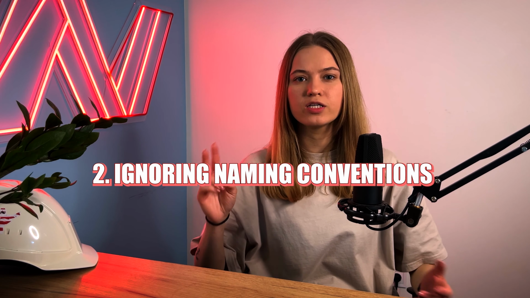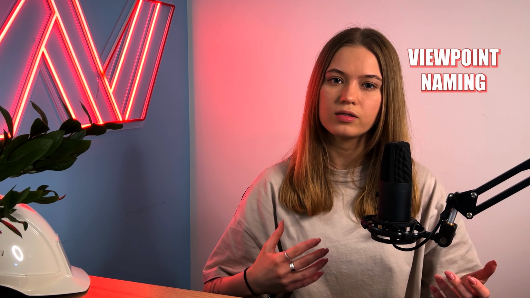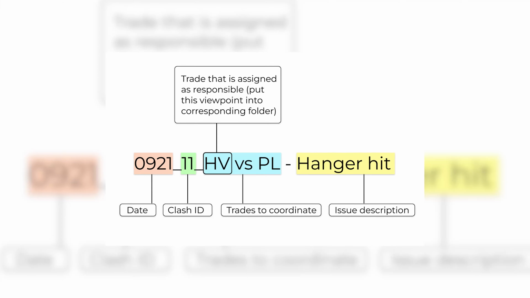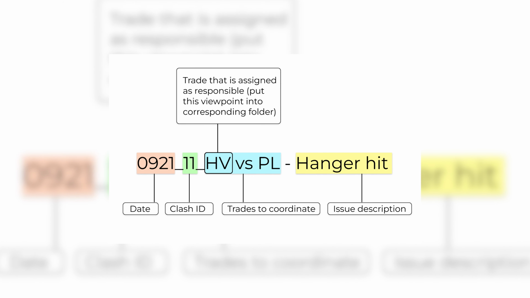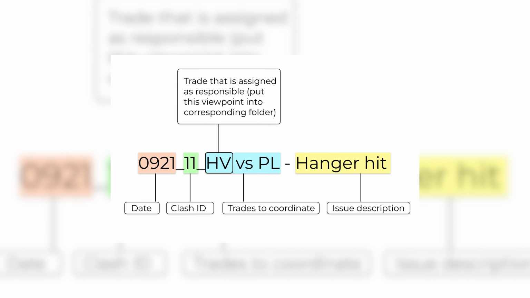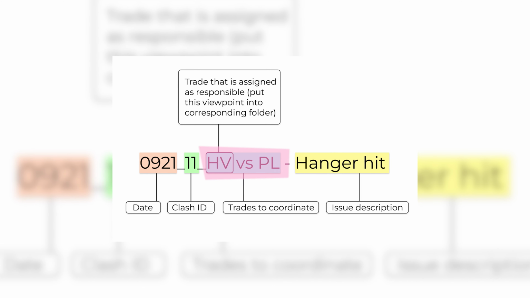Number 2. Ignoring naming conventions. This is important in different cases, starting with viewpoint naming, if you're running clash detection through Navisworks, and to the model updates. Strict naming convention for the viewpoint helps with better organization, so you don't need to guess what the intent of the viewpoint is, when the issue is found, and who it is assigned to.